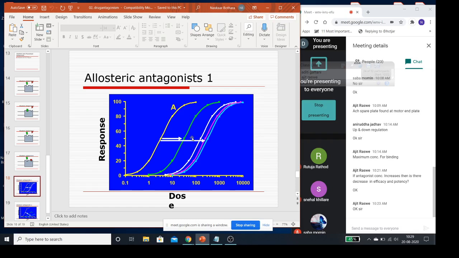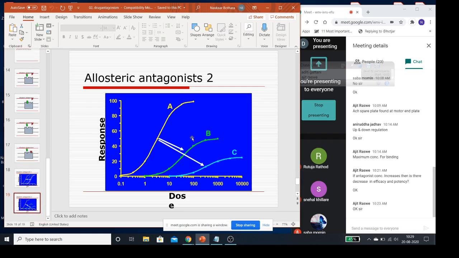So as the concentration of antagonist increases, it will require more and more dose of agonist. The second kind of allosteric antagonist, which is irreversible, will permanently modify the receptor structure and will not allow the drug or agonist to bind to it.